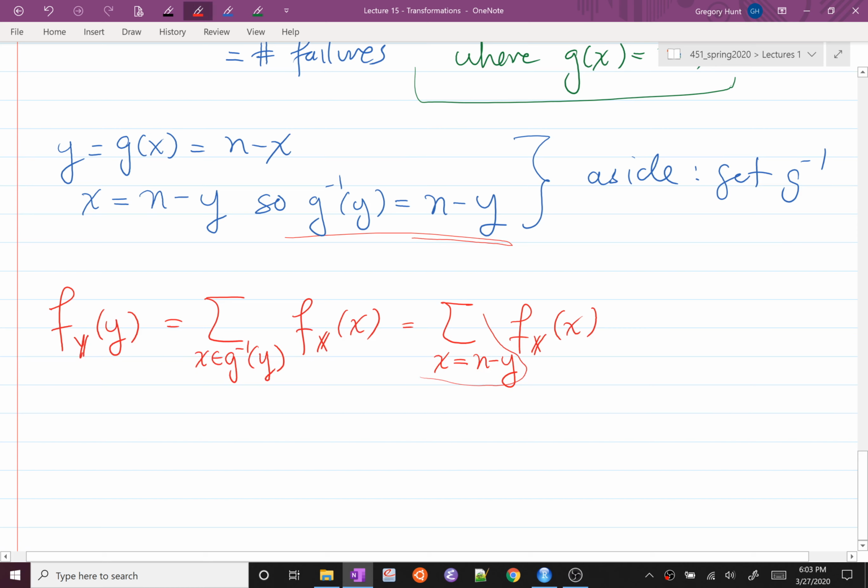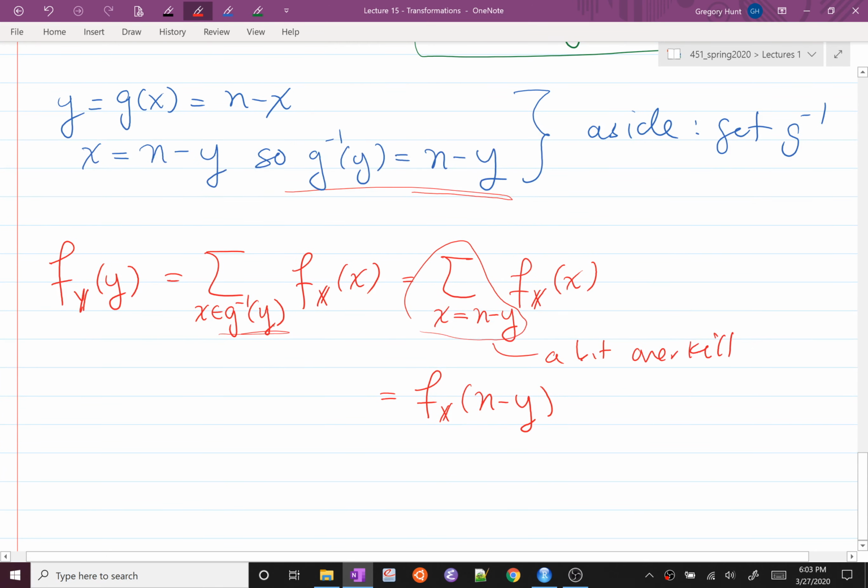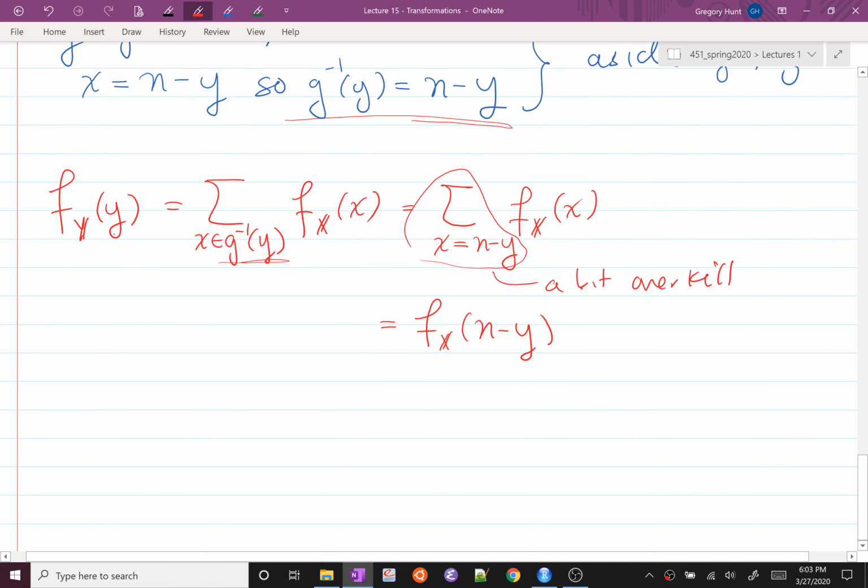We really don't need the summation notation. This is a bit overkill. We're summing over everything here, so all x's that are in this inverse image. Well, there's only one x in there. It's n minus y. So we can just simply write this as f of n minus y. The only x in this thing is the x equal to n minus y. So it's just f of n minus y. And that introduces our y.